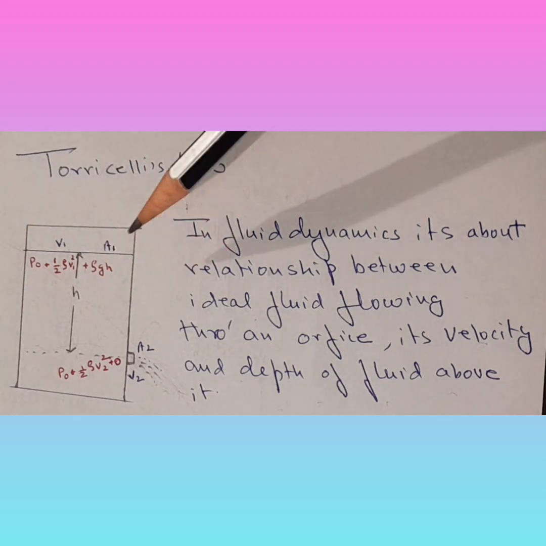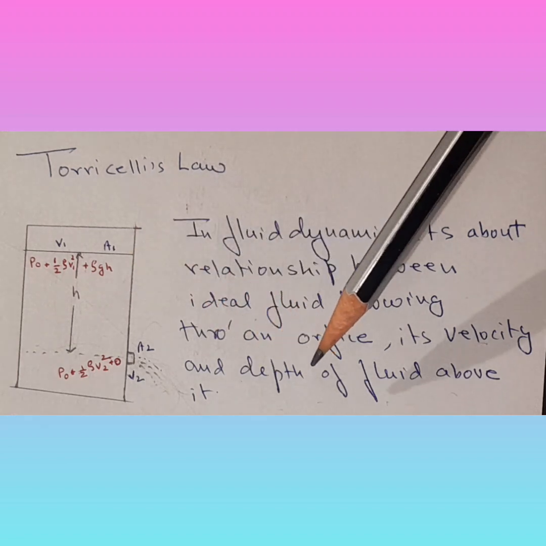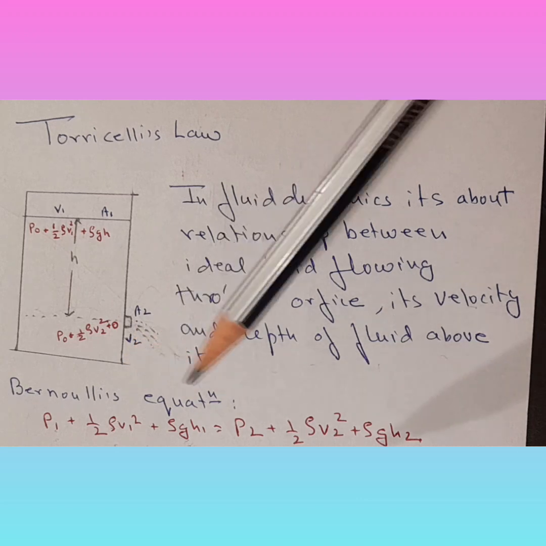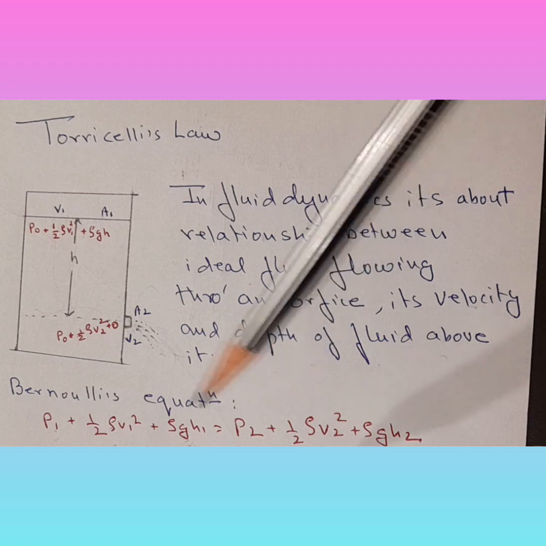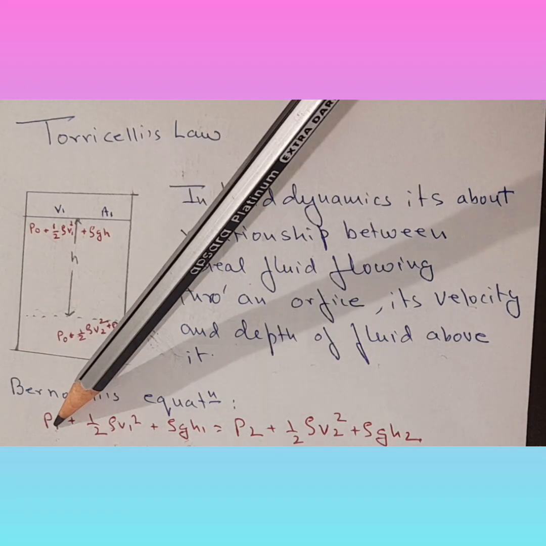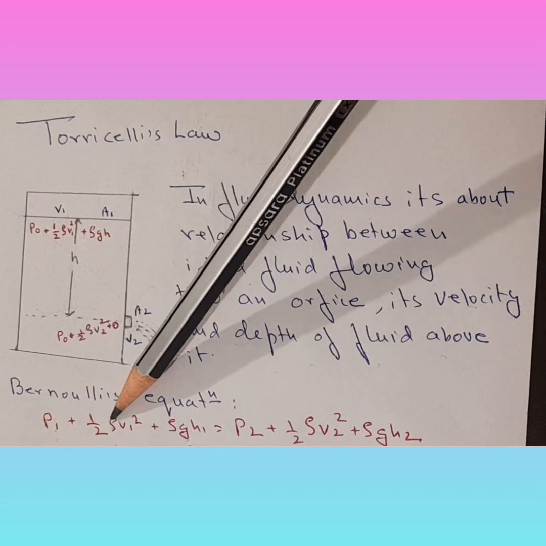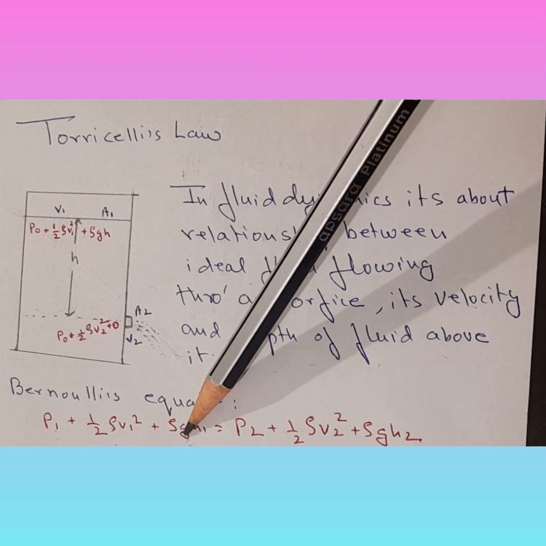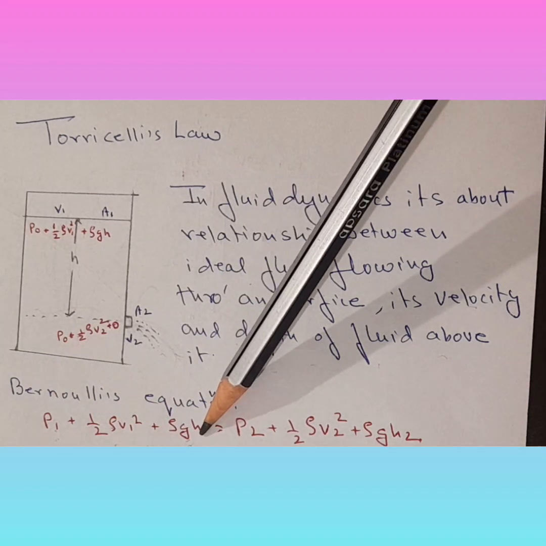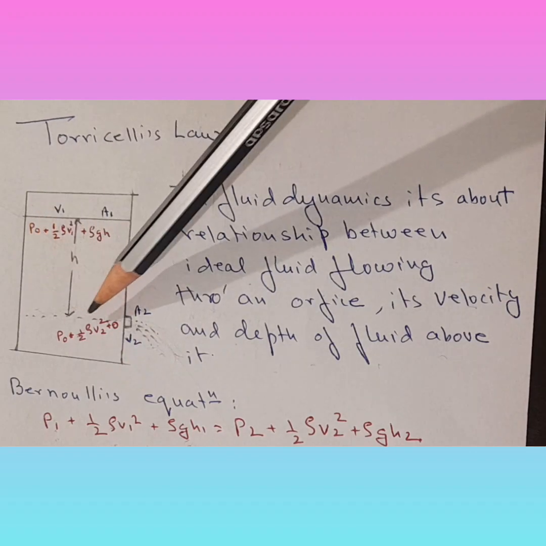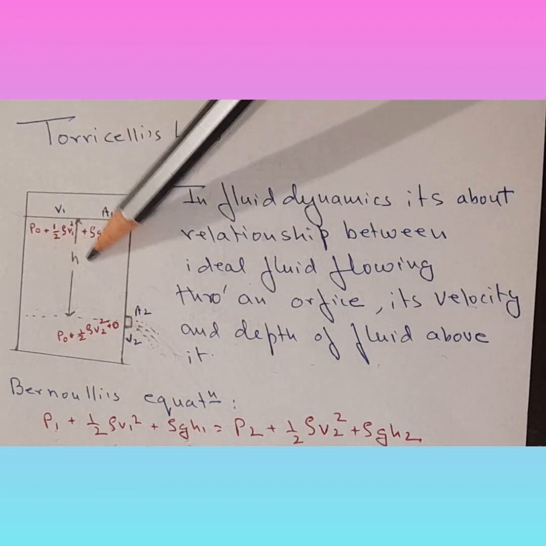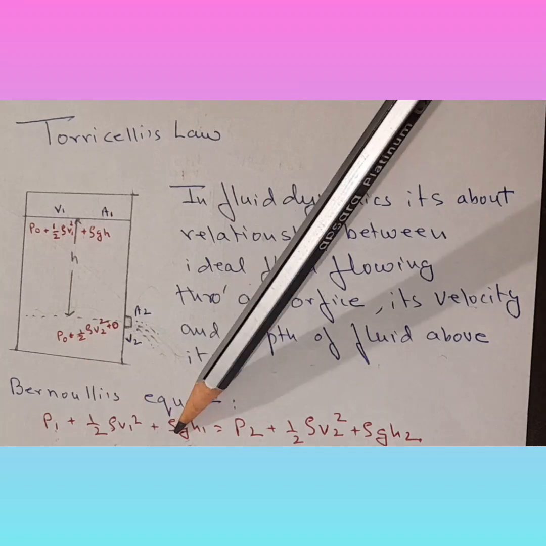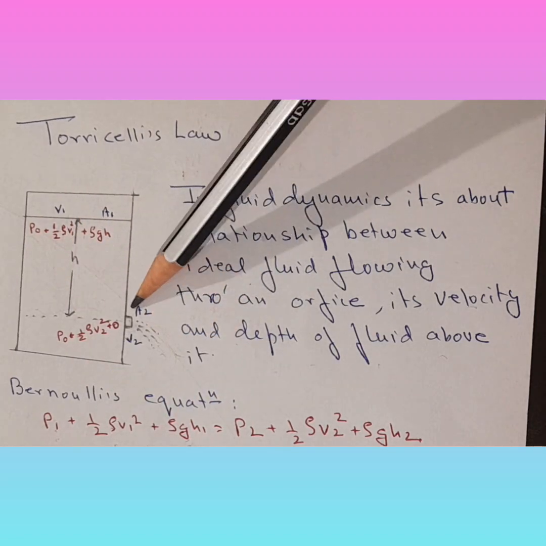Now, after understanding what Torricelli's law has to convey, we are supposed to know Bernoulli's equation. Bernoulli's equation I have already presented in my earlier video. It talks about fluid pressure energy, kinetic energy, and gravitational potential energies. It says the sum of these is constant. So how do we apply it here? The sum over here should be equal to the sum over here.